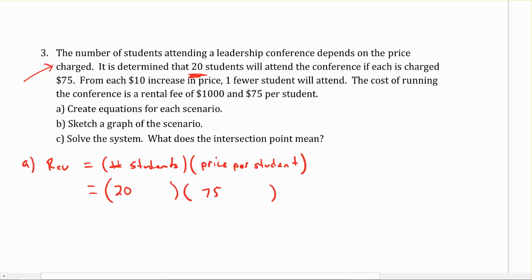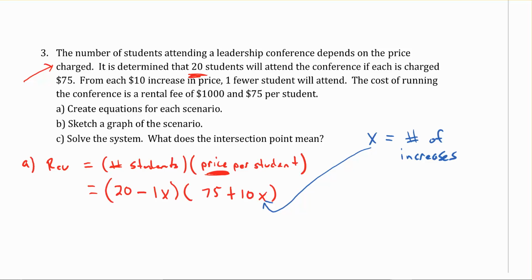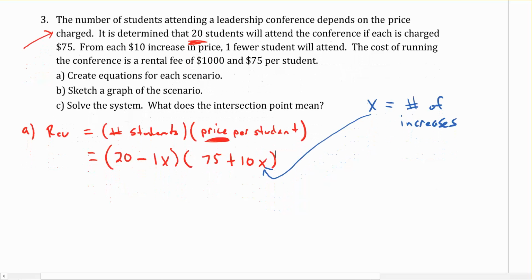So the next part here says from each $10 increase, so the money part of it, so the second one, so $10 increase, so I'm just going to go plus 10, one fewer student will attend. So fewer, I'm going to go minus 1. And now the last thing we're going to do though is I'm going to call x the number of increases. So I've just written that here. So x is the number of increases.